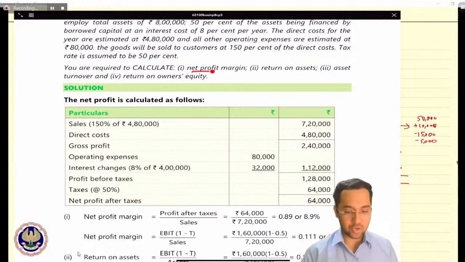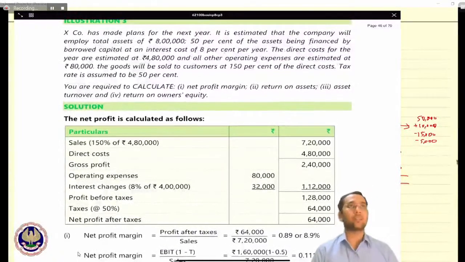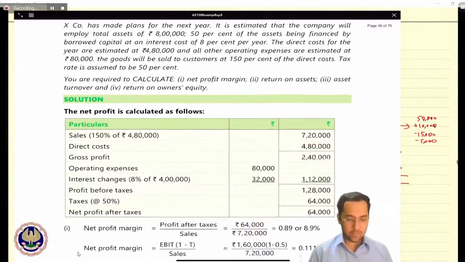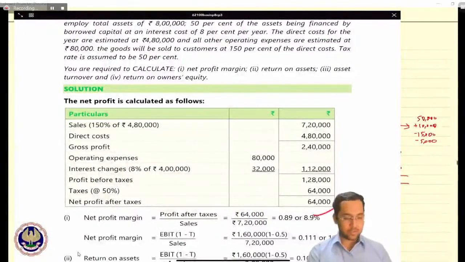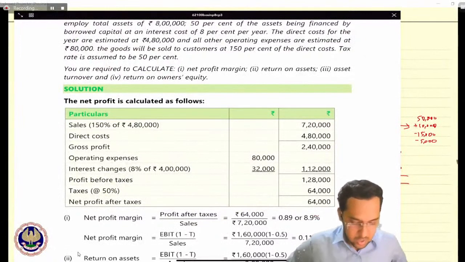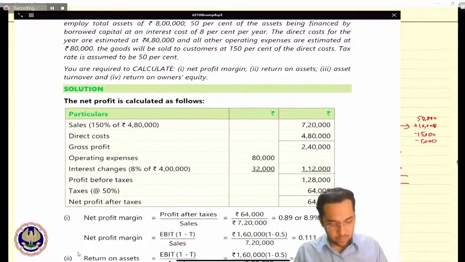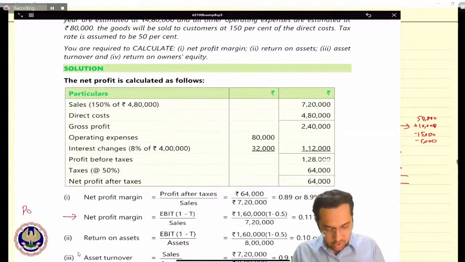Now talking about the ratios. Net profit margin. So it is net profit upon sales. You can also say net profit margin as EBIT upon sales, but I'm personally not in favor of this number, because whenever it's net profit, it's always going to be this 8.9%. You can say that post-tax operating profit is this. Instead of net profit, you can say this is our post-tax operating profit.